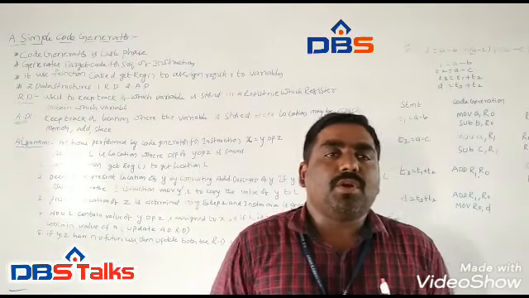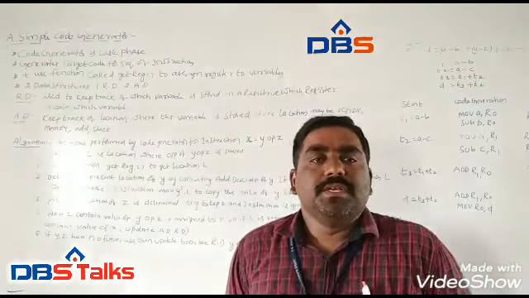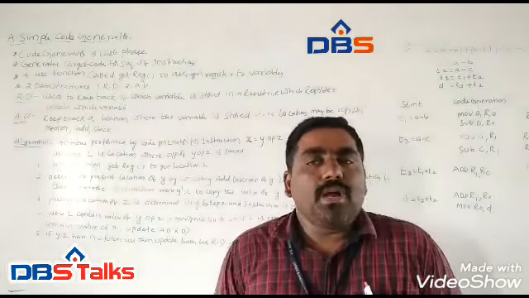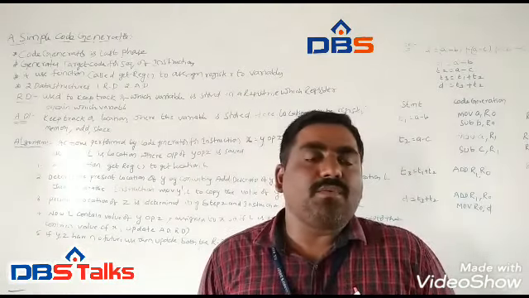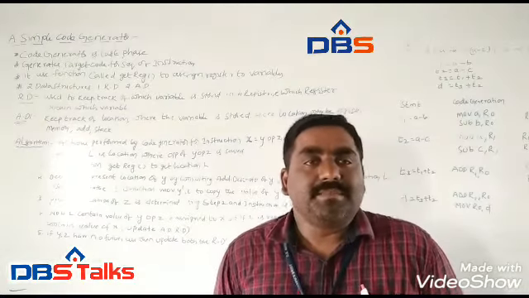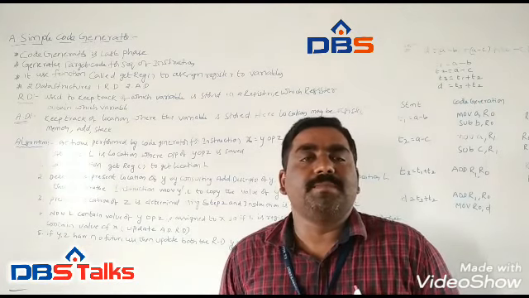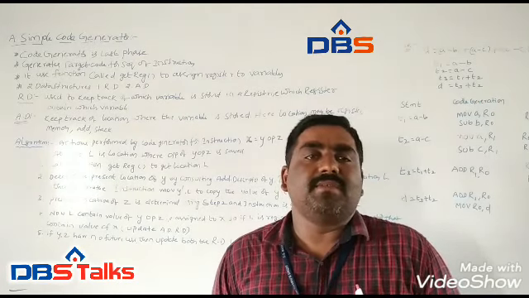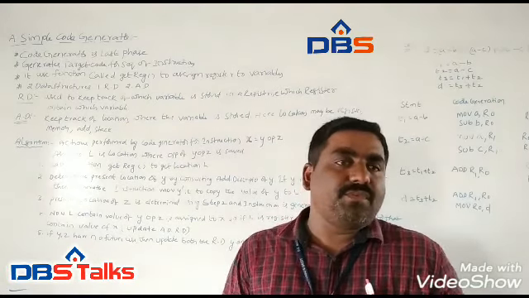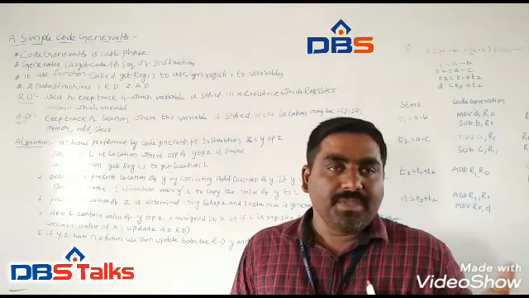Today we are going to talk about the simple code generator algorithm. See, generally what is code generation? We have totally 6 phases of compilers. First one is lexical analysis, syntax analysis, semantic analysis, intermediate code generation, code optimization, and finally code generation. Each and every phase will take some input and will give some output.